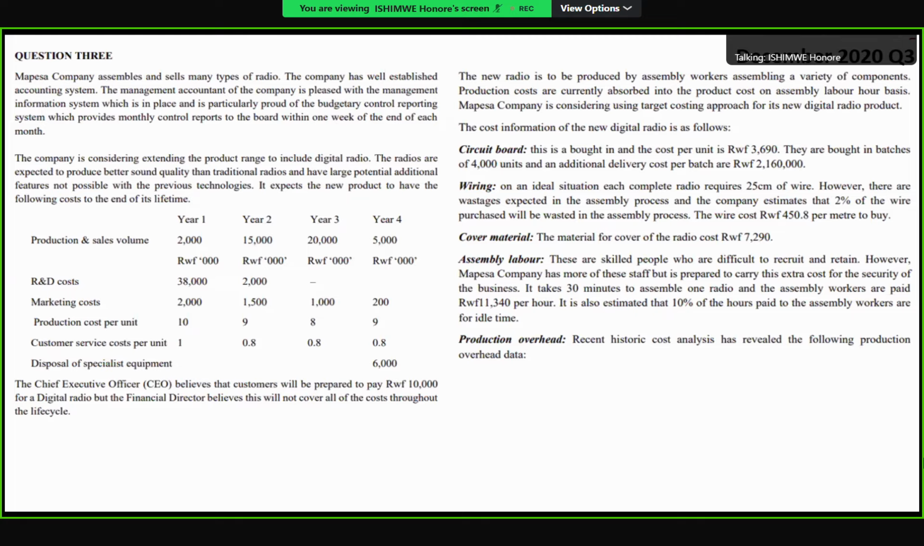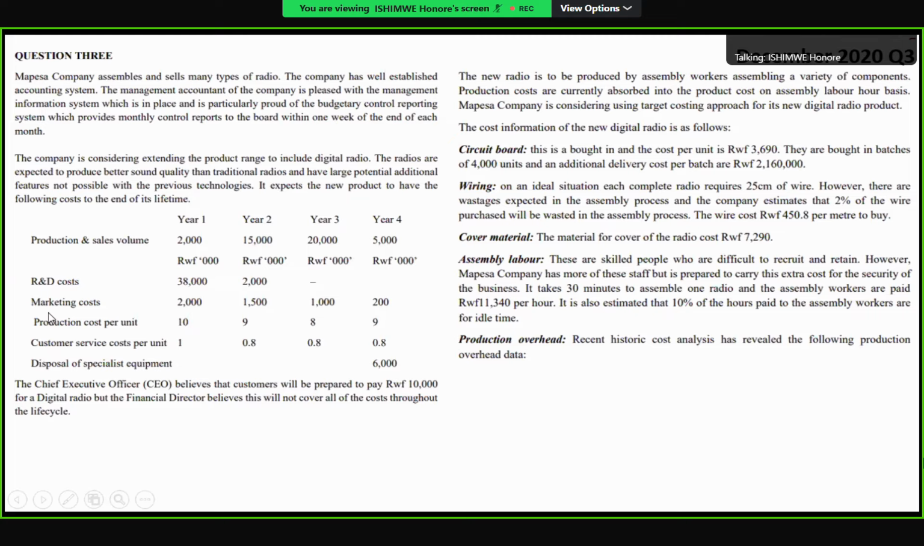We have year 1, year 2, year 3, year 4. Product and sales volume: 200, 15,000, 20,000, and 500 in year 4. The figures are in francs, so 3 zeros are rounded off. Then we have research and development costs in year 1 and year 2. We can't keep doing research and development once we have a product, so it is in the early years that the research and development cost happens.